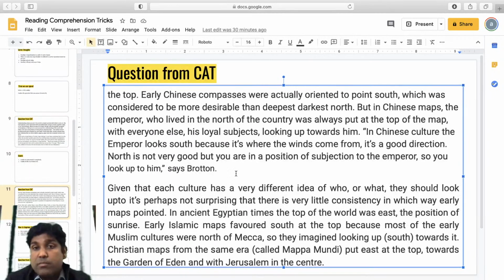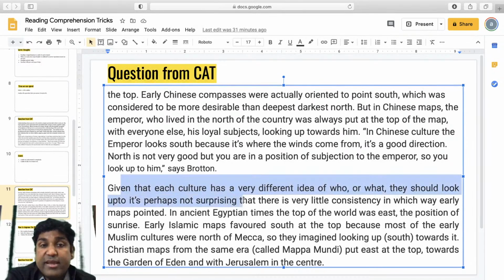So what they're saying is that in Chinese maps, basically, since the emperor used to stay in the north of the country, the north was at the top, and since you are a subject, you have to look at him, right? So for this reason, in the Chinese maps, north was at the top.